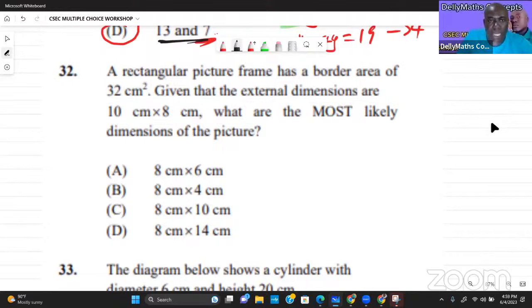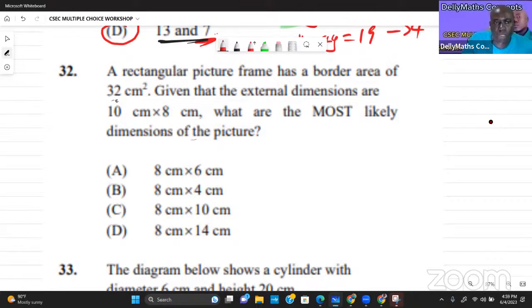All right. A rectangular picture frame has a border area of 32 cm square, given that the external dimensions are 10 and 8 cm. What is the most likely dimension of the picture?